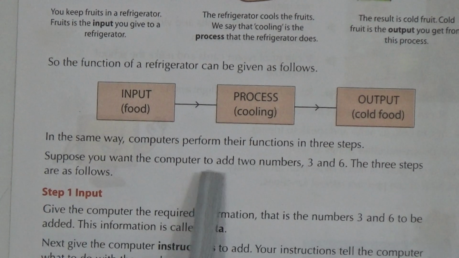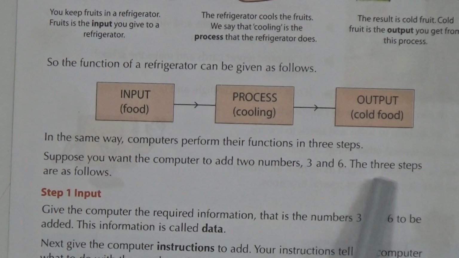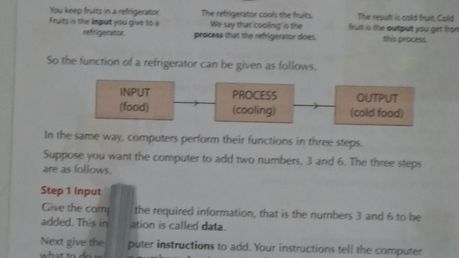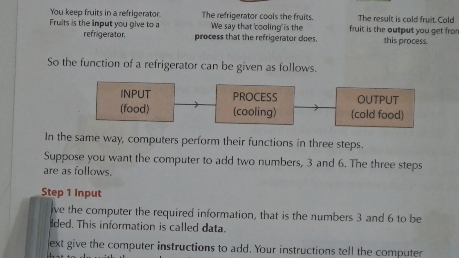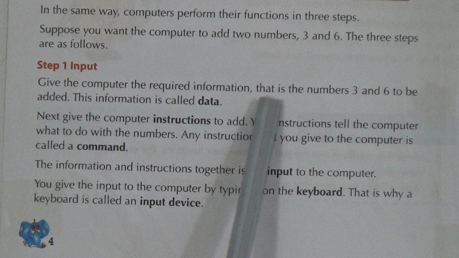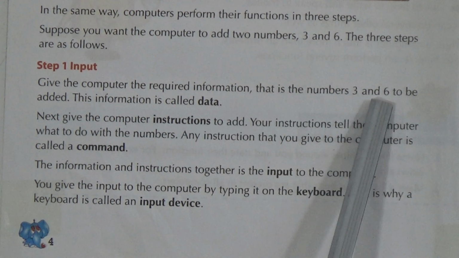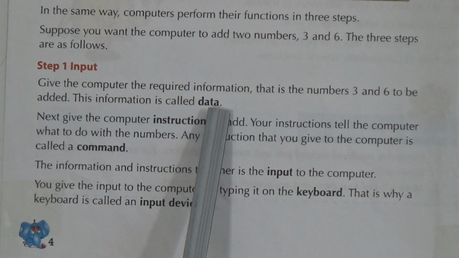Suppose you want the computer to add 2 numbers, 3 and 6. The 3 steps are as follows. So let's see how the computer will perform the functions. Step 1. Input. Give the computer the required information. That is the numbers 3 and 6 to be added. This information is called data.